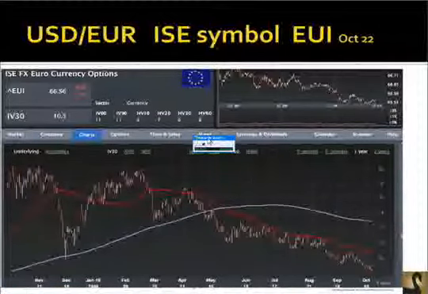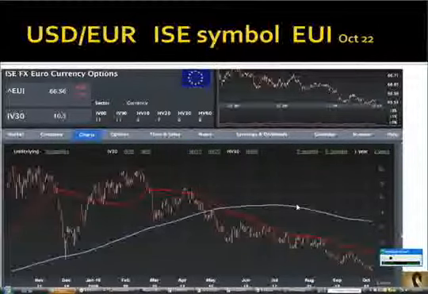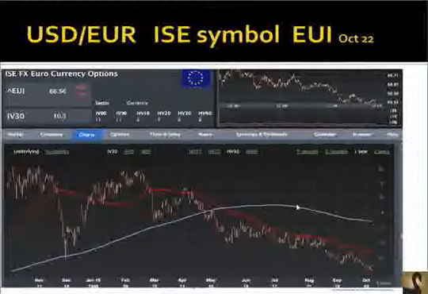I think hopefully they can see the charts okay. This is the euro chart up here, and this is the U.S. dollar versus the euro chart. Again, you may be more familiar with the euro going up against the U.S.